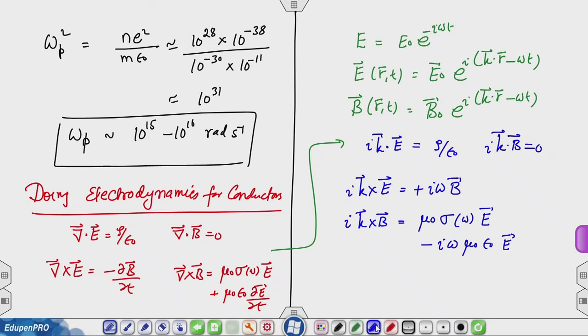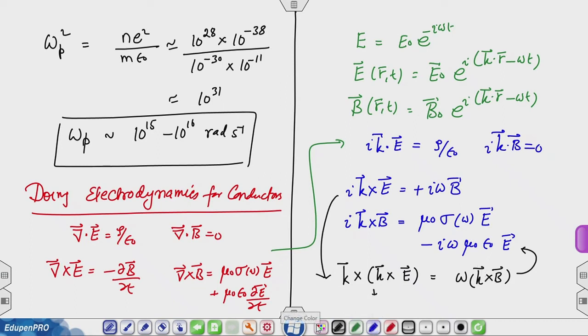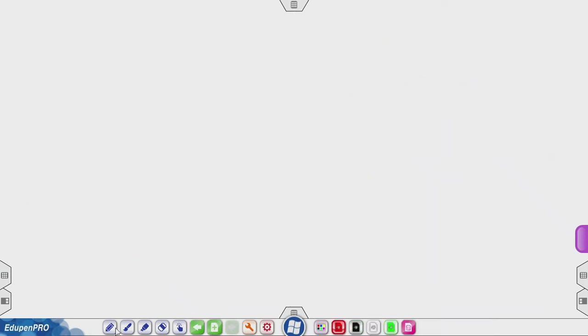So, I will take this equation here and do a k cross E, which will be equal to omega k cross B, and k cross B I can substitute from here. The left hand side is nothing but, just by vector identity, k dot E minus k square E, and the right hand side can be worked out. I worked it out, I leave it for you.